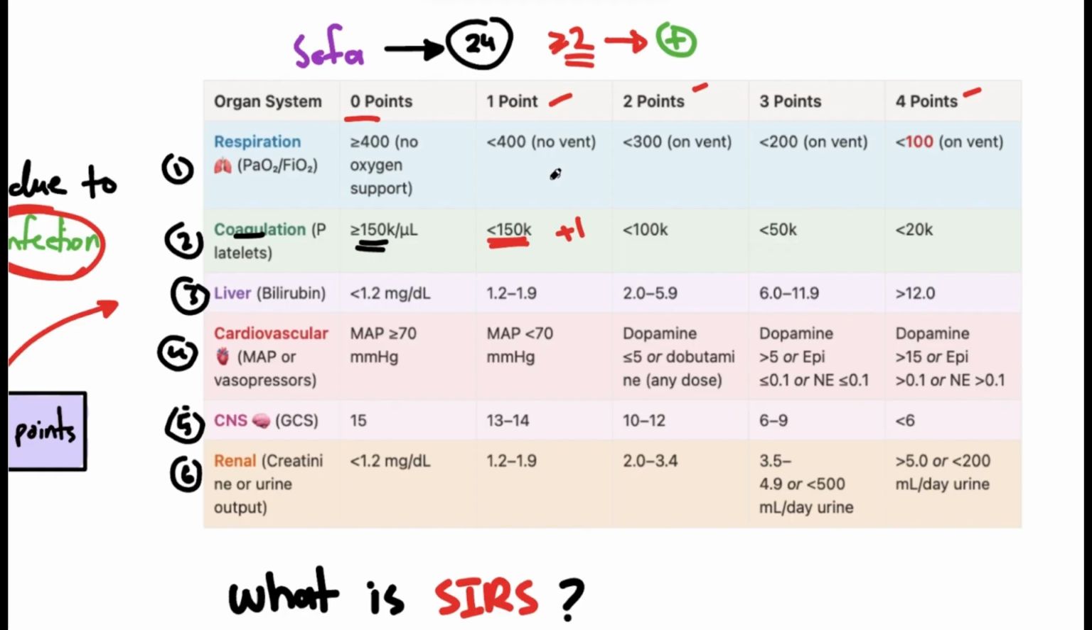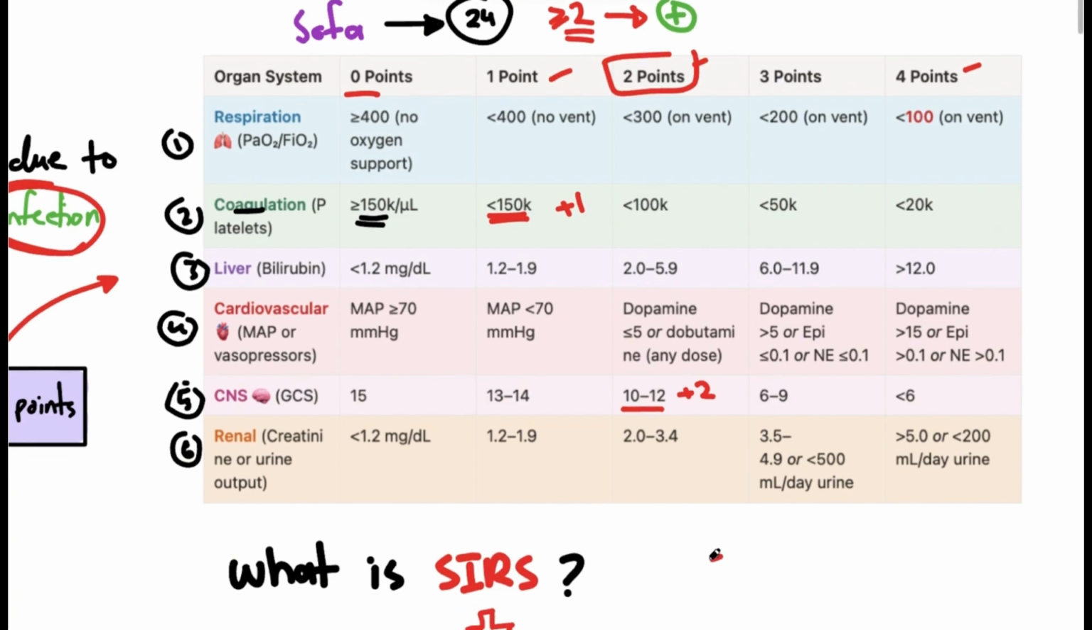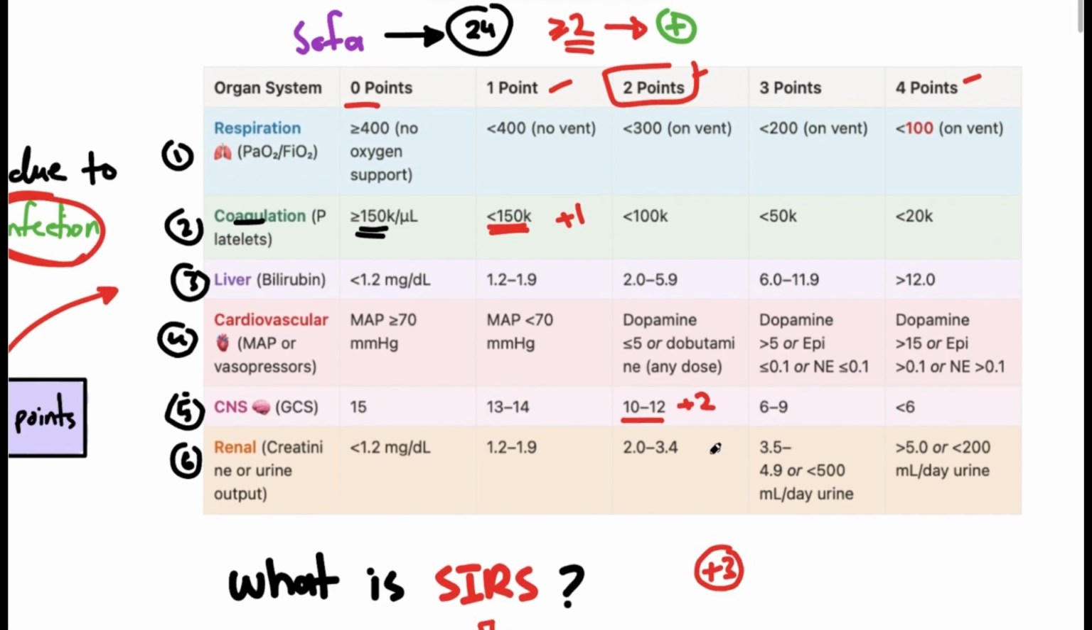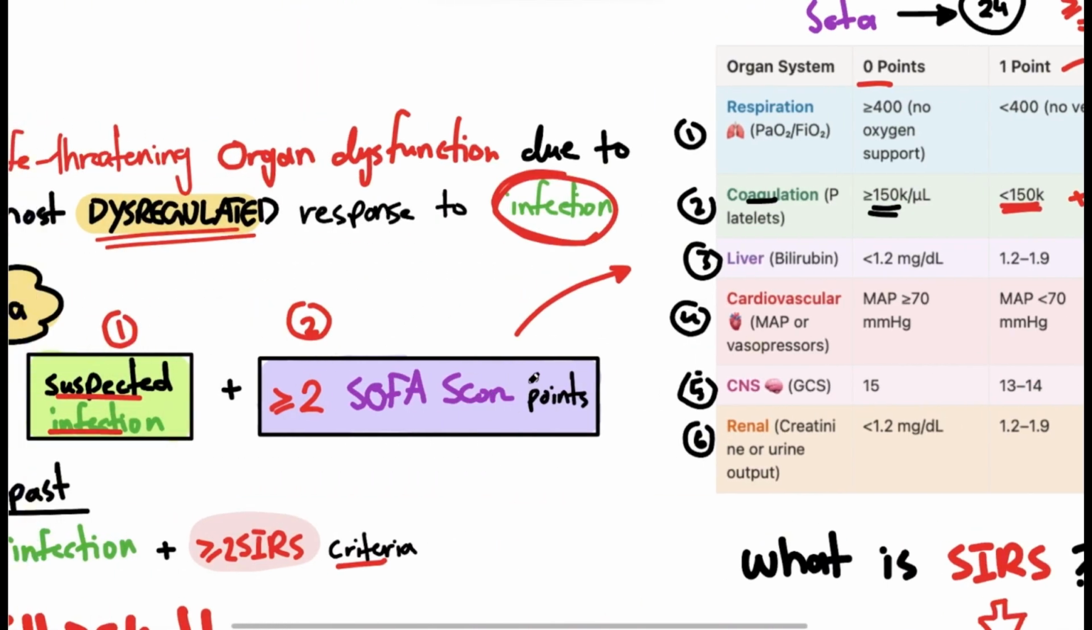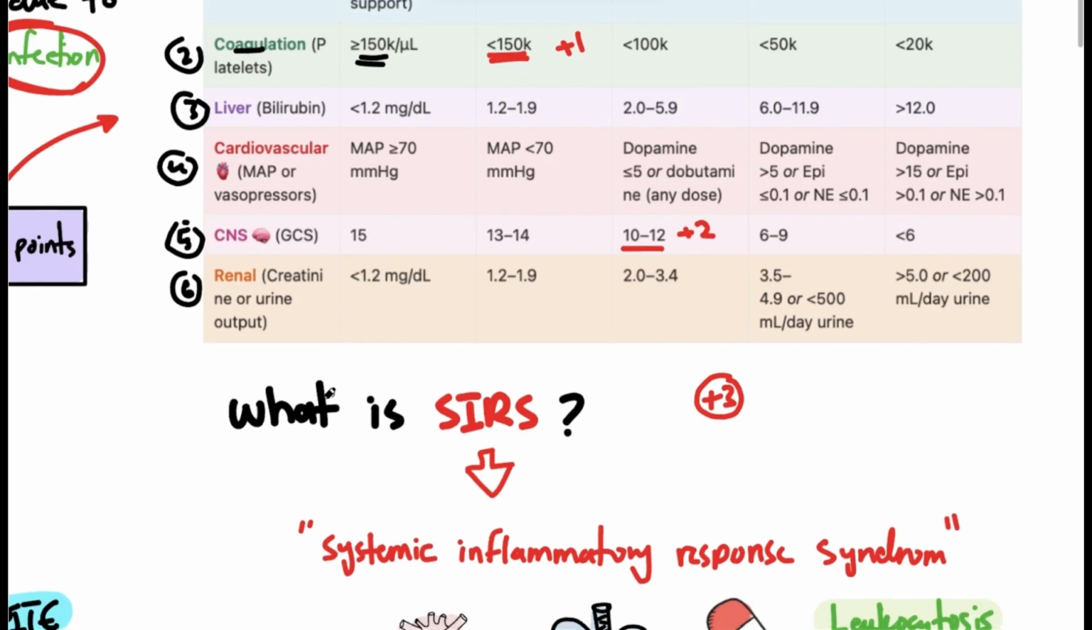And the next one, let's say you measured the Glasgow Coma score. You're looking at the Glasgow Coma score of the patient, and it's 10 to 12. This accounts for, as you can see here, 2 points. So you calculate everything, and you say that this patient has a 3 SOFA score, plus an infection or a suspected infection. We can tell that this patient has sepsis according to the new criteria.